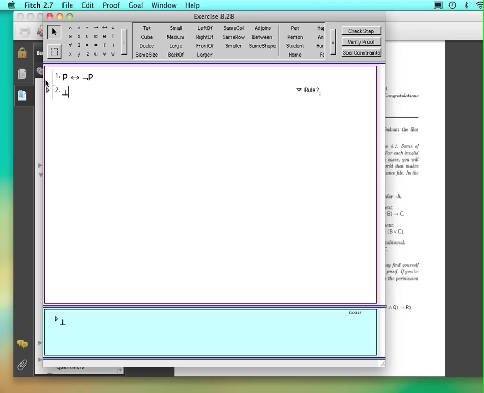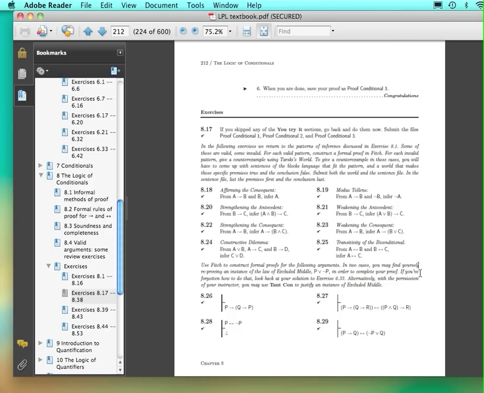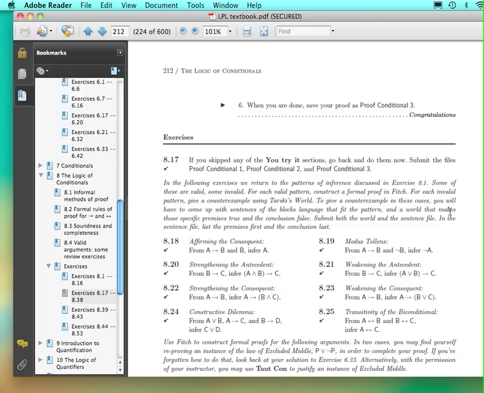Now we're going to do 8.28. 8.28 is a little trickier. If you look at what the instructions say, in two of these proofs, and this is one of them, you're going to have to reprove an instance of the excluded middle.